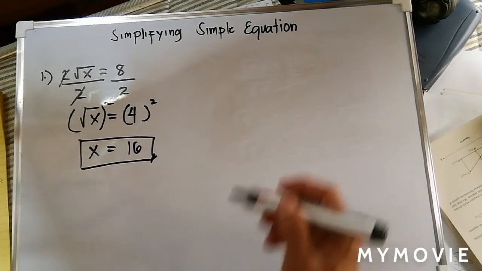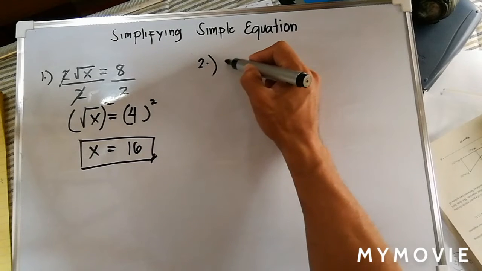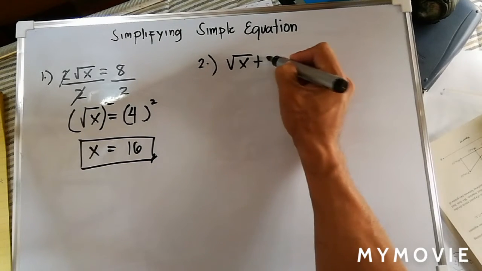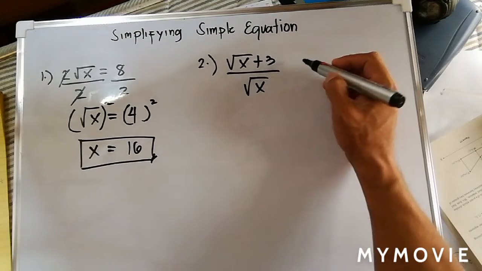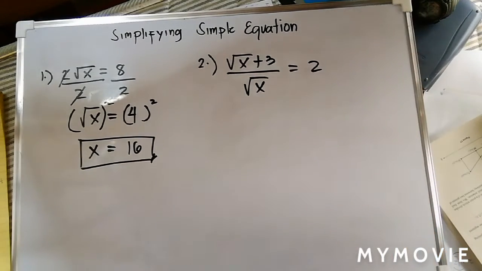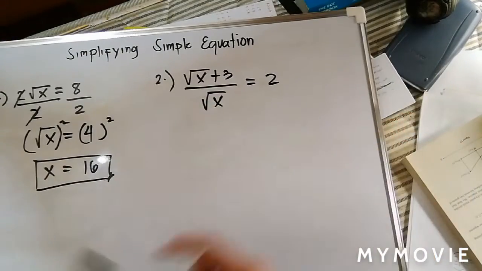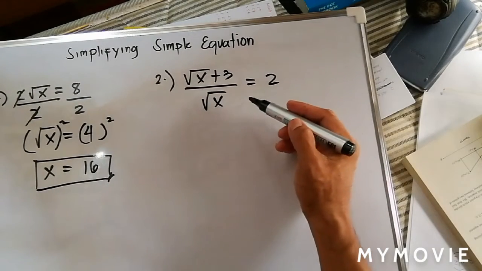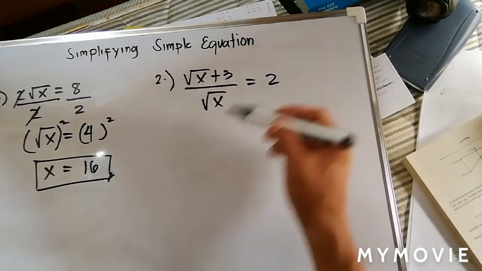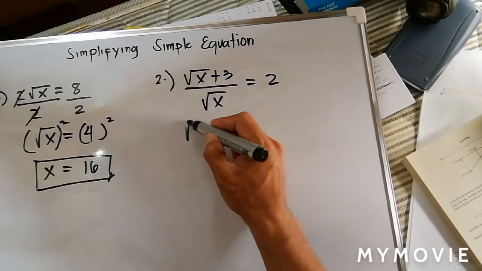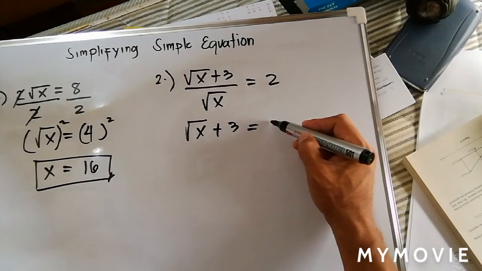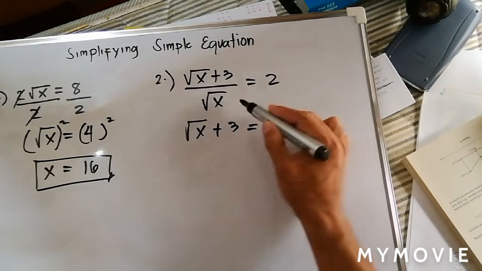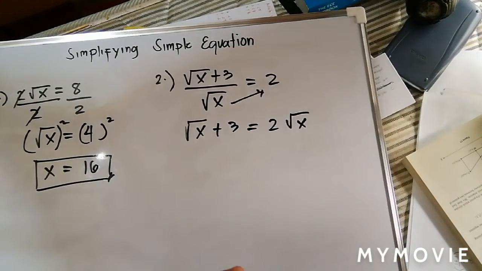We still have another problem here, problem number 2. Square root of x over square root of x plus 3 is equal to 2. In this problem, we are also looking for the value of x. The first thing we can do here is to cross multiply: square root of x times 1, and then just copy the square root of x plus 3, cross multiplied by 2. That's how we do cross multiplication.